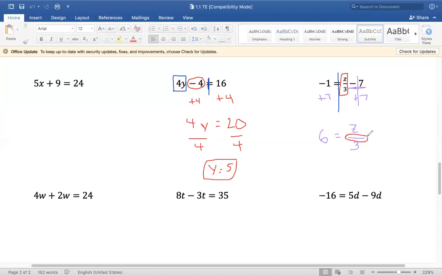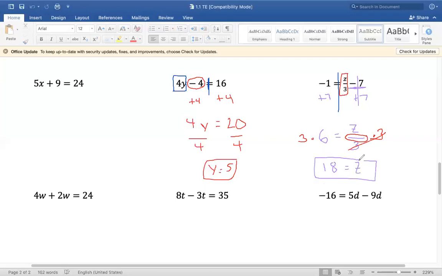So again, we're getting closer and closer to isolating. So now we got to deal with this divided by 3. This fraction bar again means divide, so I'm going to multiply by 3. These cancel out. What am I left with? Well, 3 times 6 is 18 equals z.